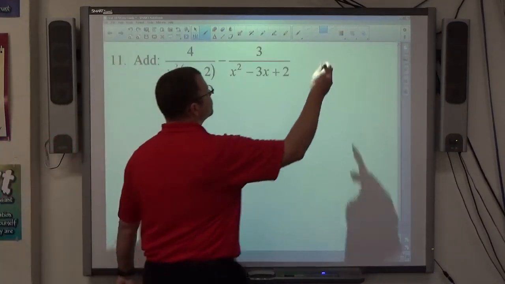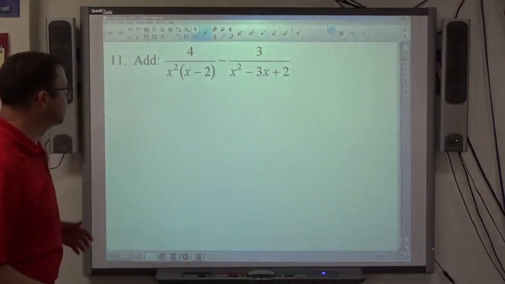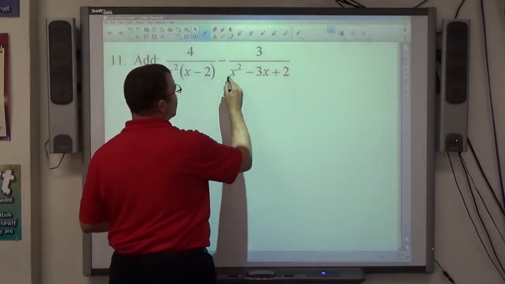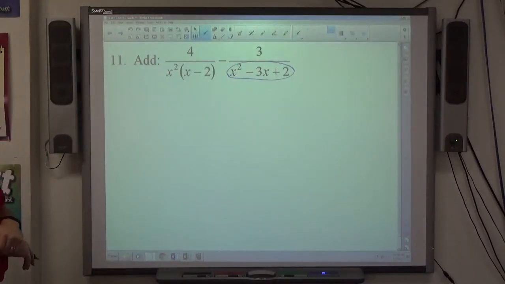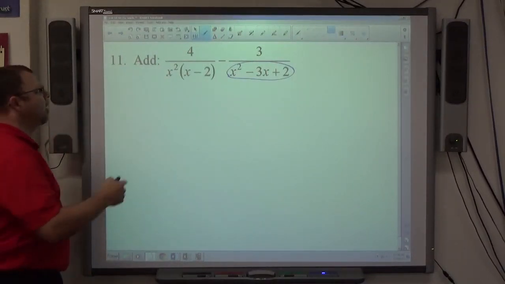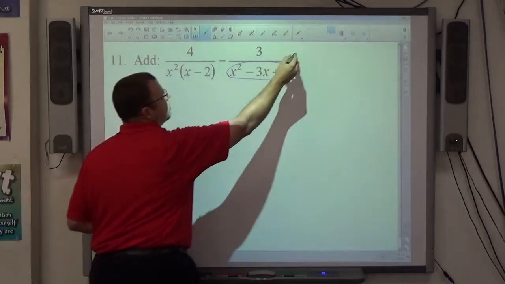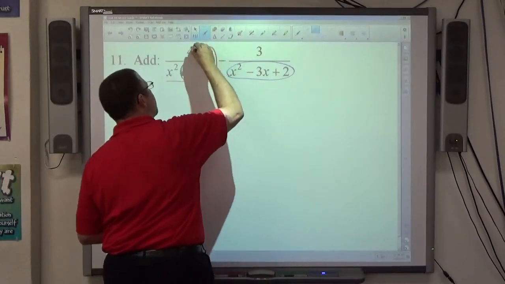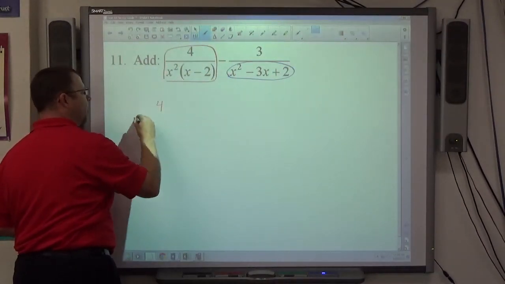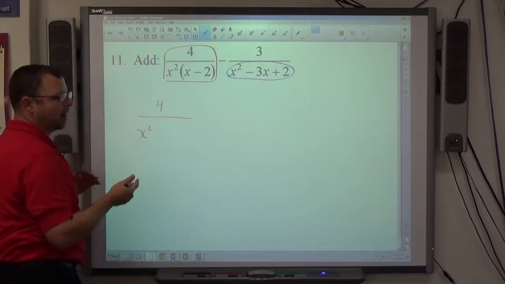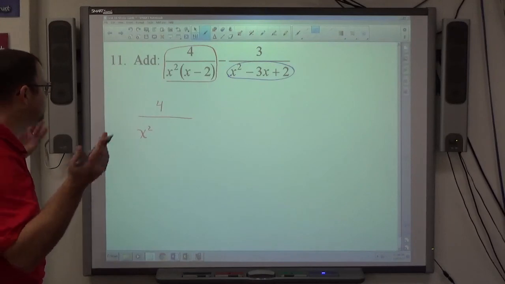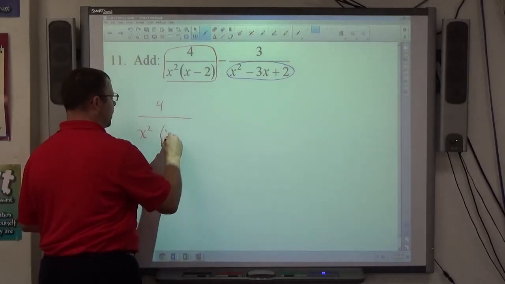Number 11. Adding algebraic fractions, and we can see we have a quadratic trinomial. In general, if you start seeing x squared in a polynomial, look for factoring possibilities. So, let me put this fraction here in red, 4 is over x to the second. That's not in a polynomial, that's just x squared. I can't make that any prettier. I can make it xx if you wish, but it's not really going to help anything.